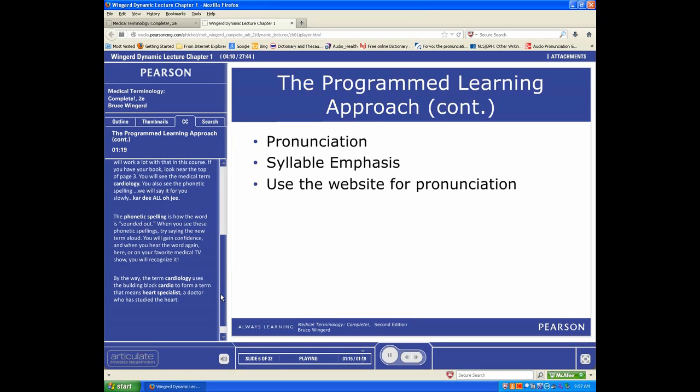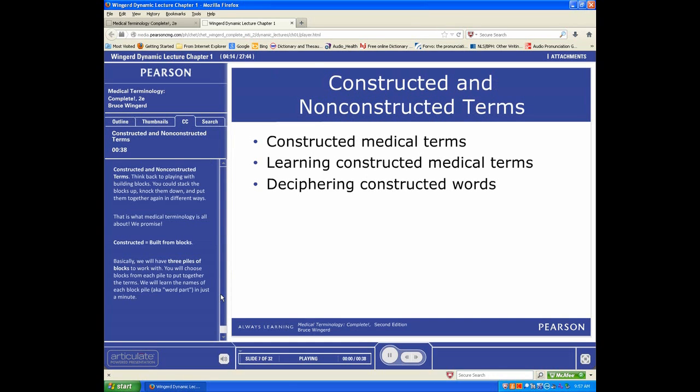Constructed and non-constructed terms. Think back to playing with building blocks. You could stack the blocks up, knock them down, and put them together again in different ways. That is what medical terminology is all about, we promise. Constructed equals built from blocks. Basically, we will have 3 piles of blocks to work with. You will choose blocks from each pile to put together the terms. We will learn the names of each block pile, aka word part, in just a minute.